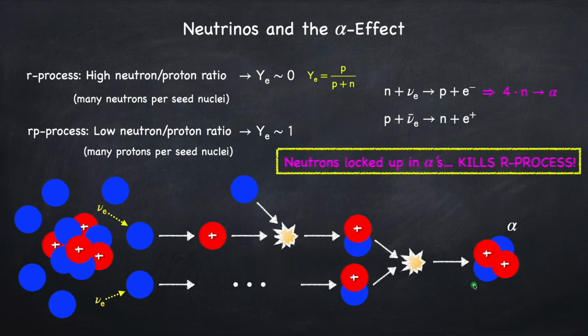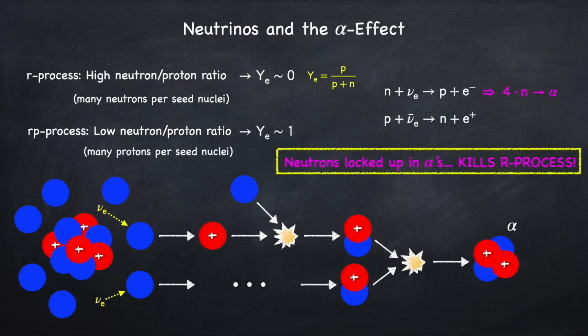The presence of neutrinos, and specifically electron neutrinos, takes 4 neutrons and converts them into an alpha. And so now all of your neutrons that were available for the R process have been locked up in alpha particles, and this kills the R process. So what happens now when you introduce neutrinos?